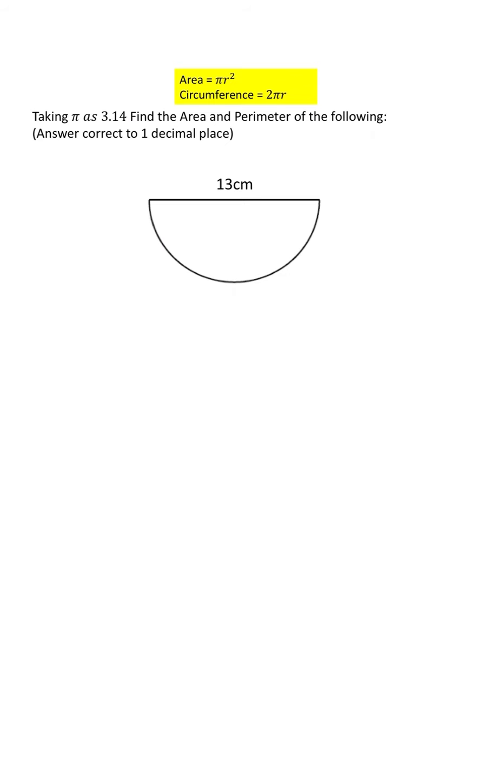So in this question, we need to take pi as 3.14, and we need to find the area and perimeter of the half circle. When you see perimeter, remember, perimeter is all the distance around the outside of a shape, so that will be the same as circumference in this question. So let's start off with area. We know that area is pi times radius squared.